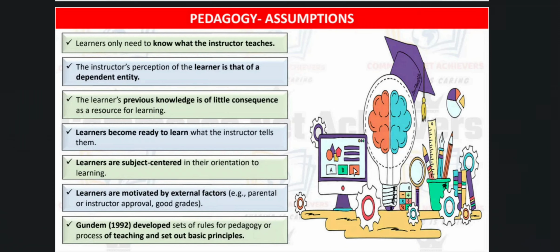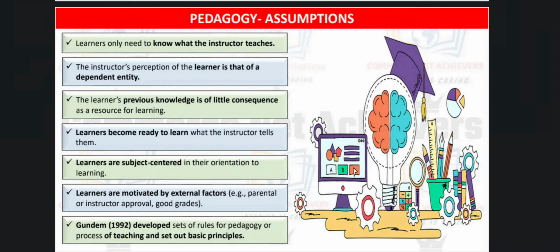Now let's go through some of the pedagogy assumptions. The learner only needs to know what the instructor teaches. The instructor's perception of the learner is that of a dependent entity. The learner's previous knowledge is of little consequence as a resource for learning. Learners become ready to learn what the instructor tells them. Learners are subject centered in their orientation to learning. Learners are motivated by external factors, for example parental or instructor approval, good grades.